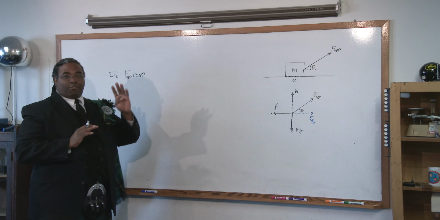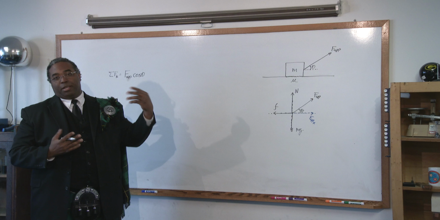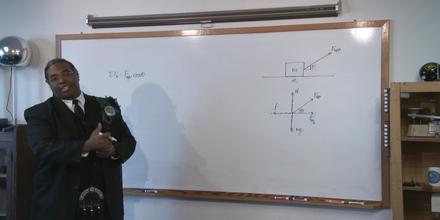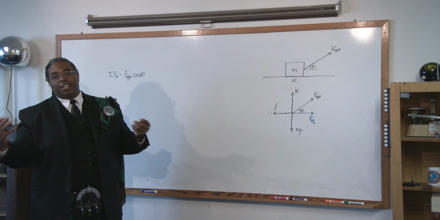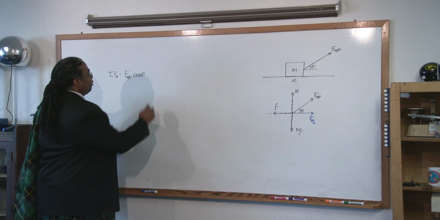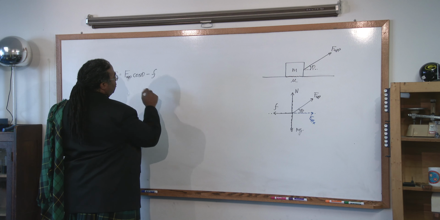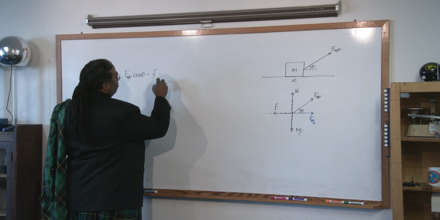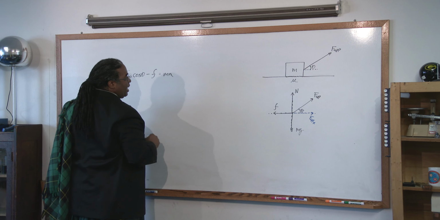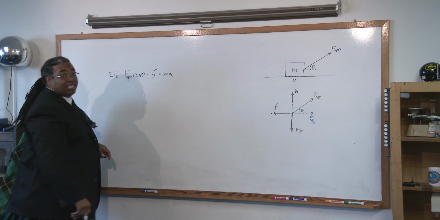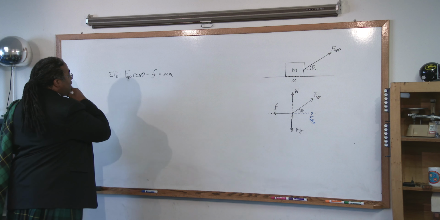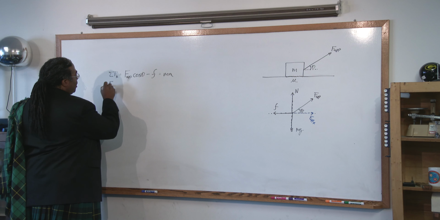If the arrow's pointing to the right or in the positive X direction, it'll be a positive force. If the force is pointing towards the left or the negative X direction, you make it negative. Well, the frictional force is in the negative X direction, so we say minus the force of friction, and that equals ma, where m represents the mass of the object. So now let's do those forces in the y.